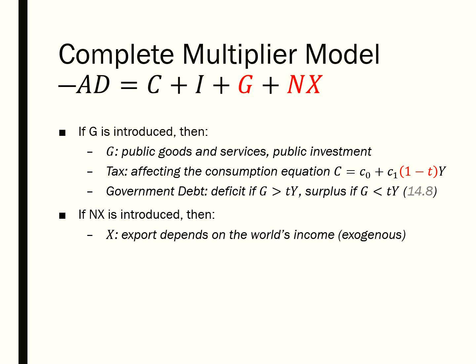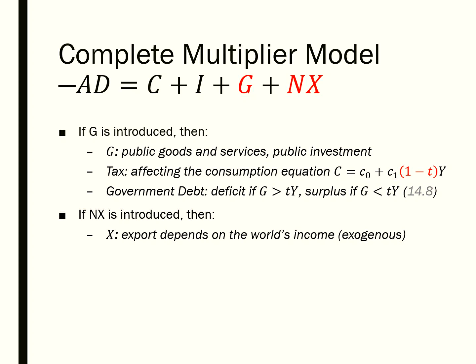The second way of extending the model is to include NX, or net export. Net export is equal to X, the export, minus M. M is the import. X, you can treat it as the demand from the foreigners to your country's product. So basically it's just consumption in another way. You basically model X in the same way as modeling C, but X is just the consumption from the foreigners.